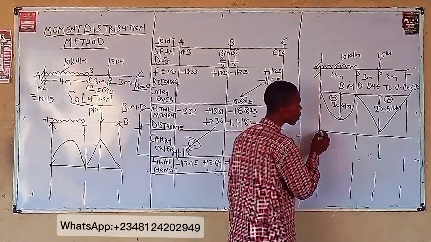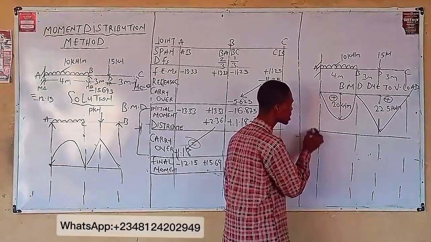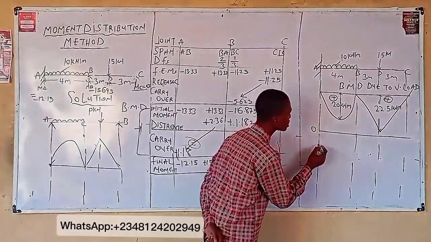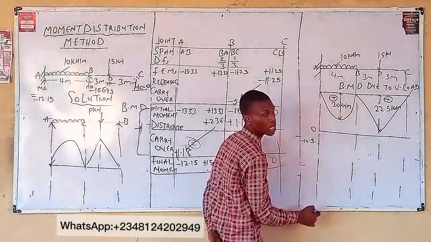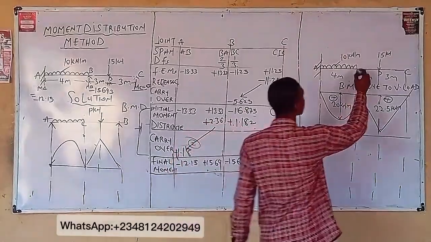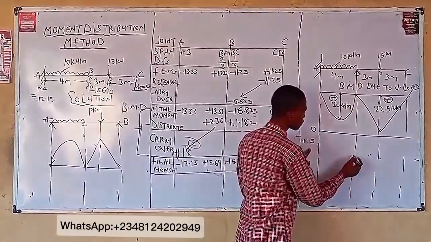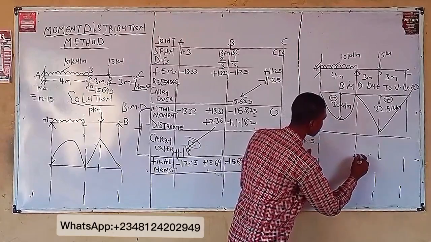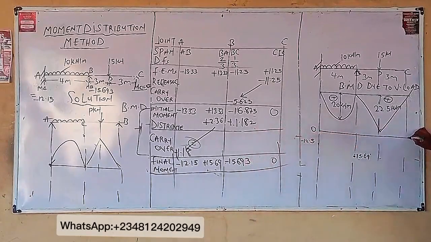Minus 12.15. So let's say this is the origin, 0. Let's indicate minus 12.15 here. Minus 12.15 for A. On B, what's the value of bending moment? Minus 15.69. If this is minus 12.15, then minus 15.69 is here. Then for this C, what's the value of moment?